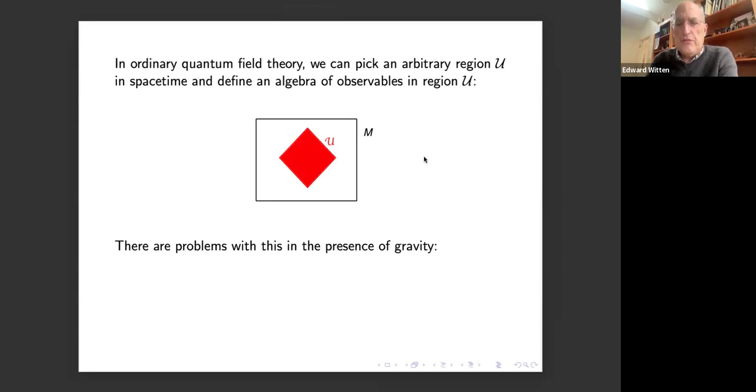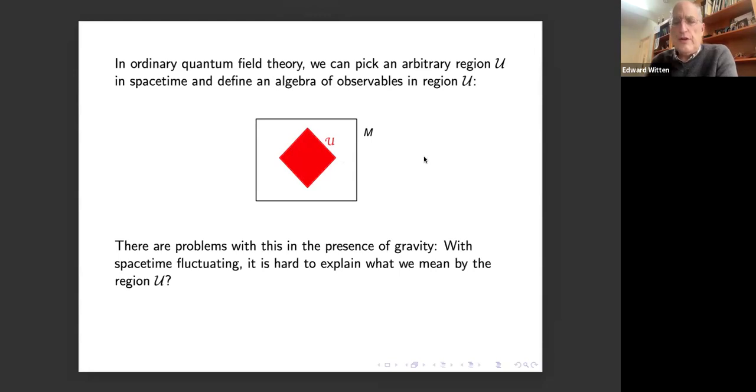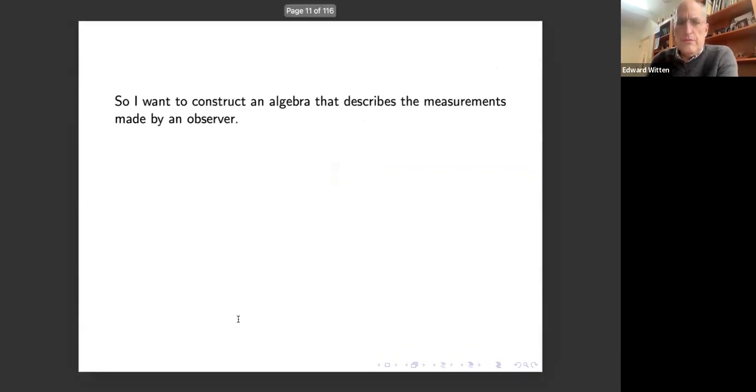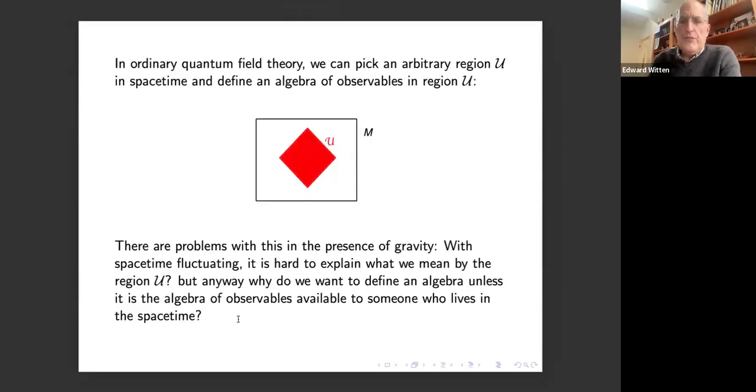There are some problems with this in the presence of gravity. First of all, since spacetime is fluctuating, we need to be able to explain what we mean by the region U. We can't describe an arbitrary region. There has to be some invariant way to define it. But perhaps more fundamentally, why do we want to define an algebra unless it's the algebra of observables available to someone who lives in the spacetime? So in the absence of gravity, we can imagine an observer outside the spacetime who probes the spacetime in an arbitrary fashion, but only in some chosen region U. So in the absence of gravity, we have the freedom to consider any region. But in the presence of gravity, first we need an invariant way to define the region. But more fundamentally, why are we trying to do this unless it's the algebra of observables available to someone in the spacetime?